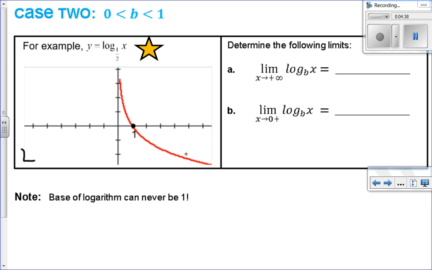So if I read this graph from left to right, I can see that my y values are getting smaller and smaller. It is in fact decreasing. And then let's look at the limits. So the limit as x approaches positive infinity.